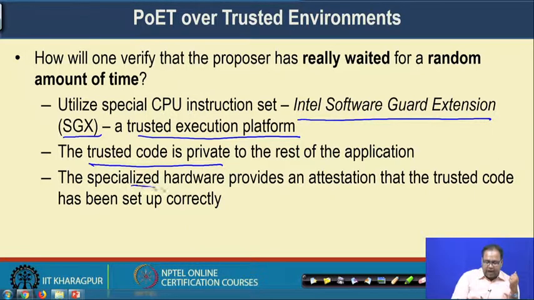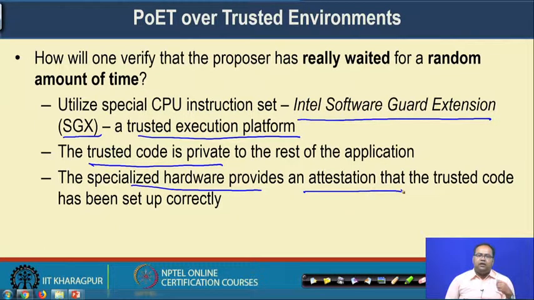So, the specialized hardware provides an attestation that the trusted code has been set up correctly. Say, if you have implemented this randomization waiting time as a part of the trusted code, that has been implemented correctly and that has been executed correctly. So, you are getting a guarantee from the hardware itself, not at the software level. So, the attacker will not be able to modify that.